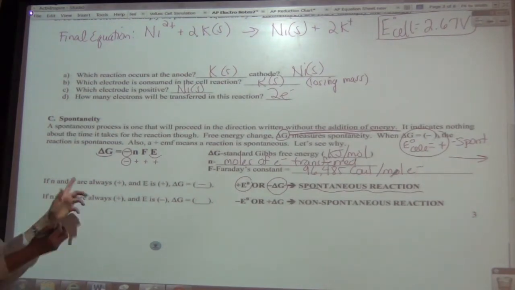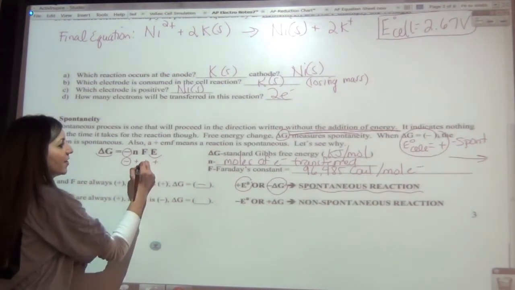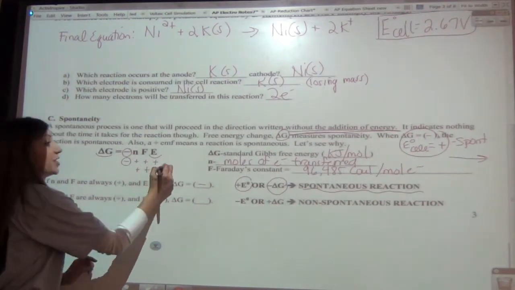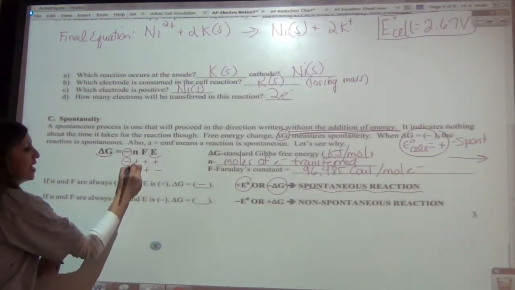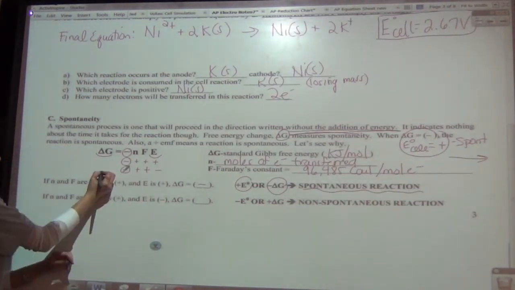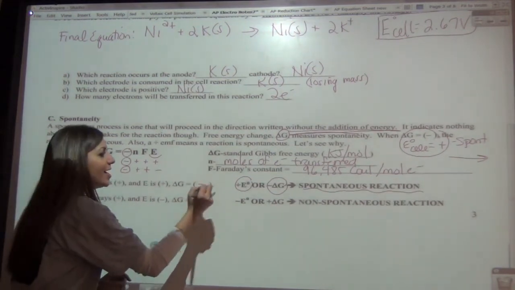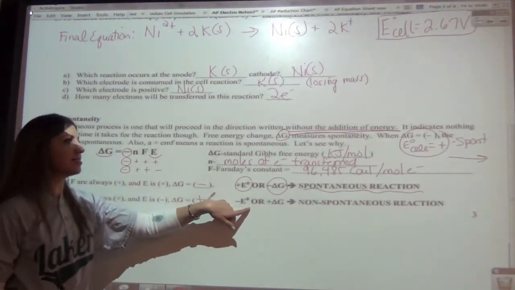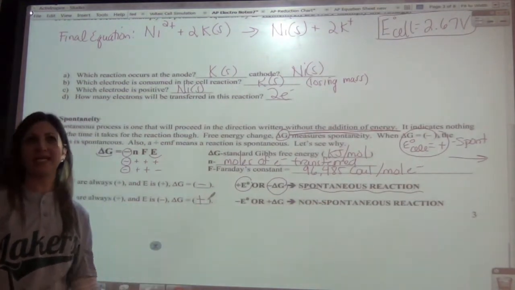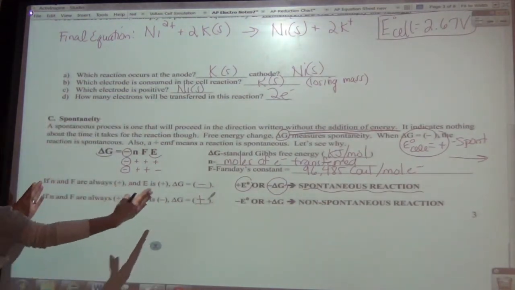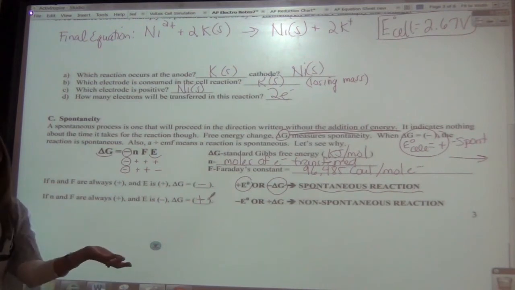If n and F are always positive, and your E is negative, well, there's a negative in front of it in the equation, then what would your delta G be? Positive. And in that case, you have a non-spontaneous reaction. Okay, so that's how they got E and delta G to relate to one another.